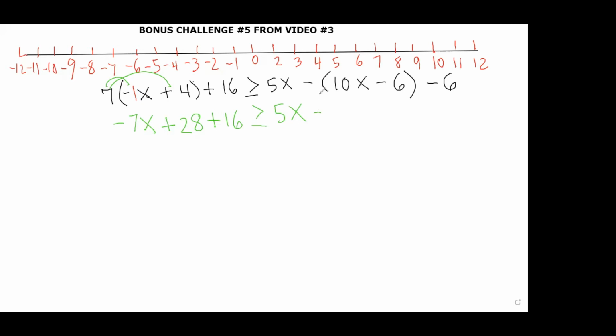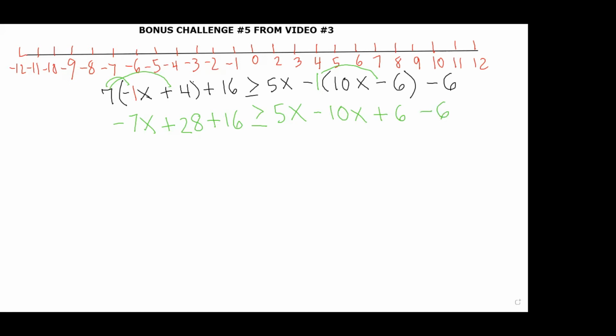And right here, whenever you have a subtraction sign right outside the parentheses, you're going to put an imaginary 1 there as well. So we have a 1 right here. That means we're going to do a distributive property for everything that's inside of here. So the -1 times 10 will be -10x. And then -1 times a -6 should be a +6.